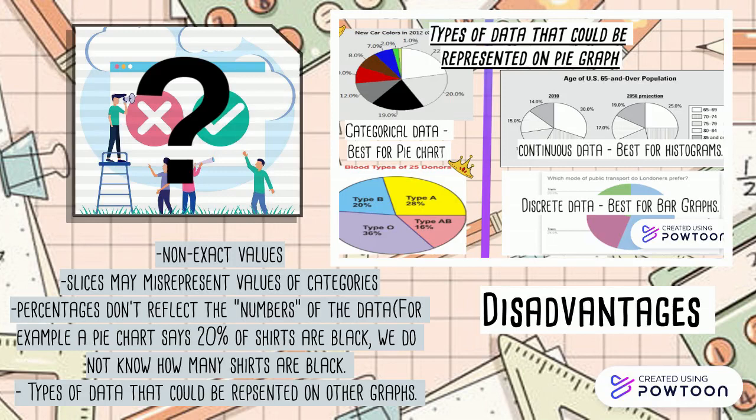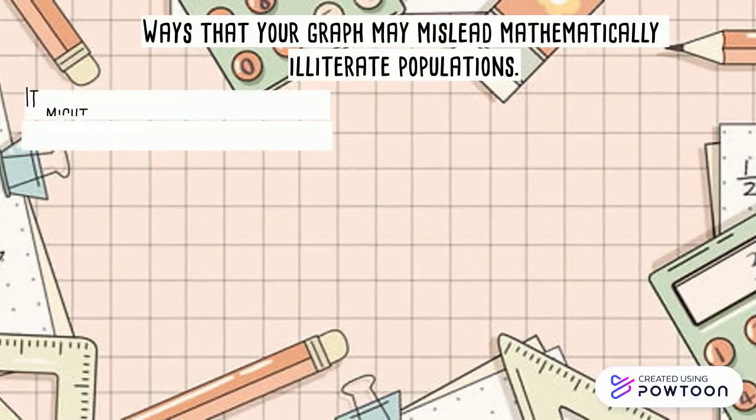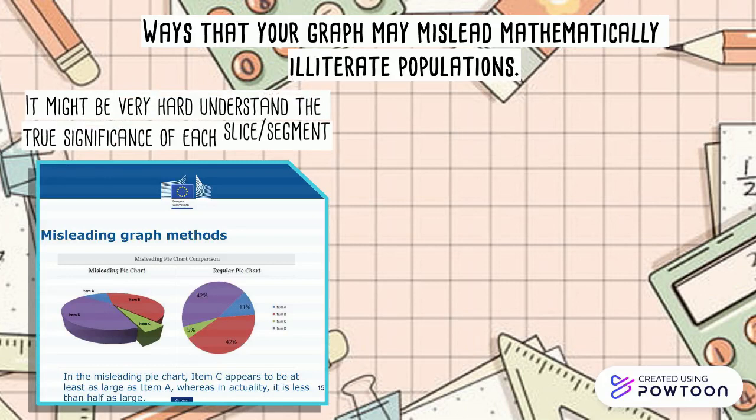We can also use continuous and discrete data, although those are best left for histograms and bar graphs. Here are ways that your graph may mislead mathematically illiterate populations. It might be very hard to understand the true significance of each slice or segment in a pie graph, as sometimes they're represented by percentages and do not show the true number.